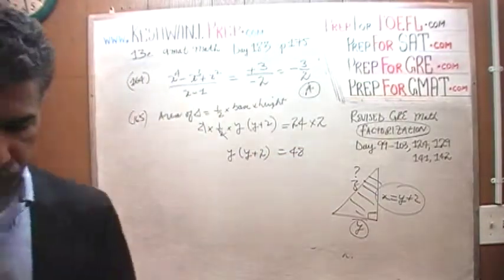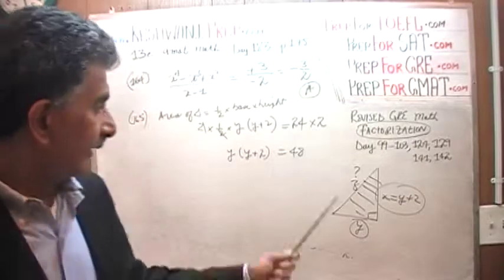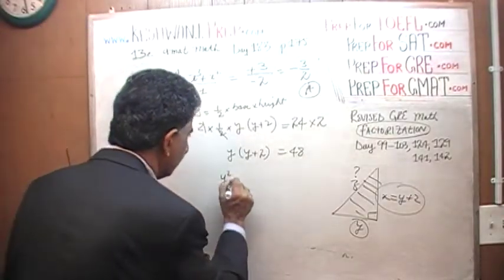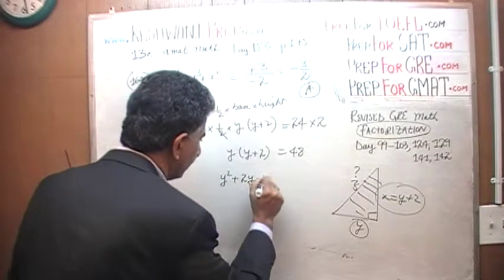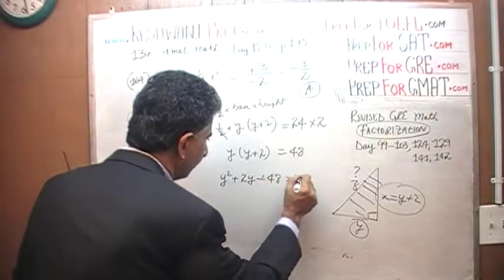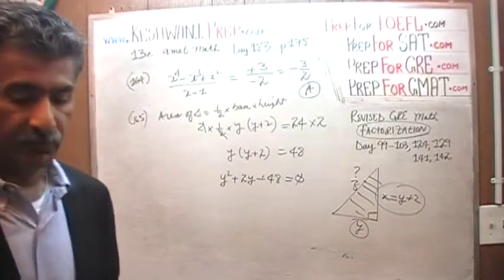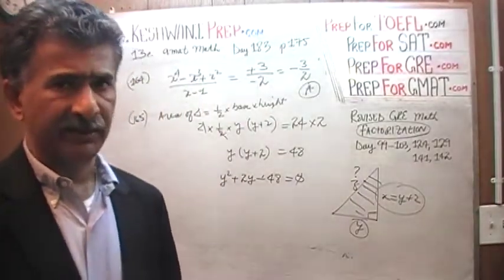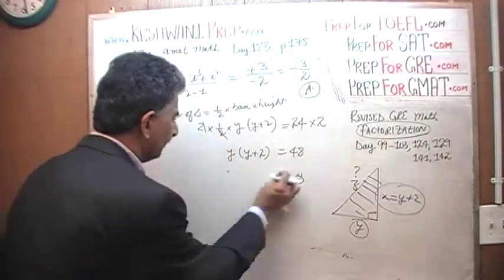Now at this point we have two choices. We can either bring this 48 on this side and make it into y squared plus 2y, and bring the 48 to the other side, minus 48 equals 0. We could do that and solve this as a quadratic equation. But I don't think it's necessary here, because it's a very simple equation.